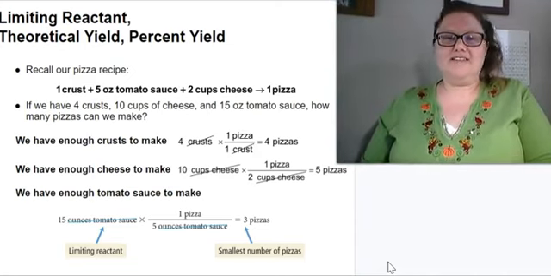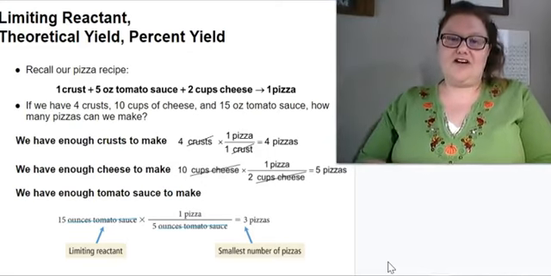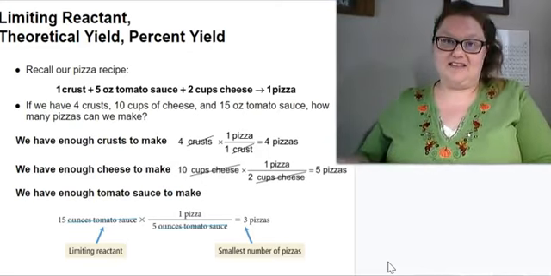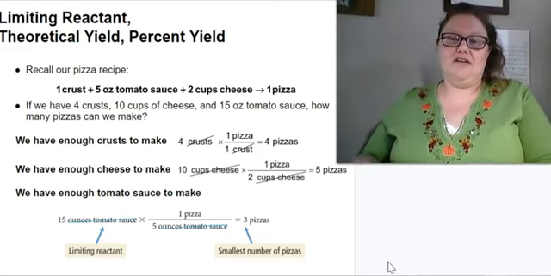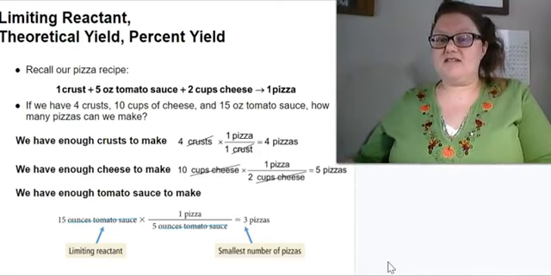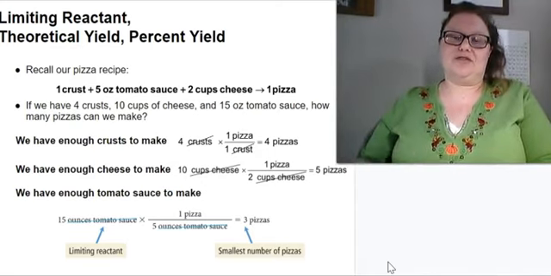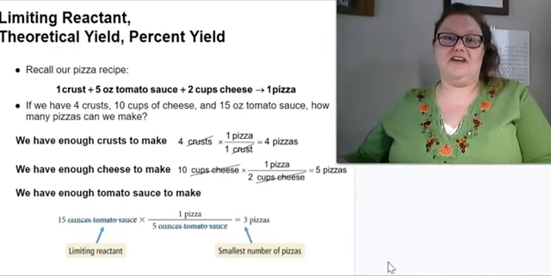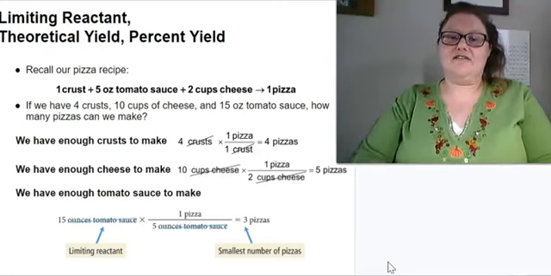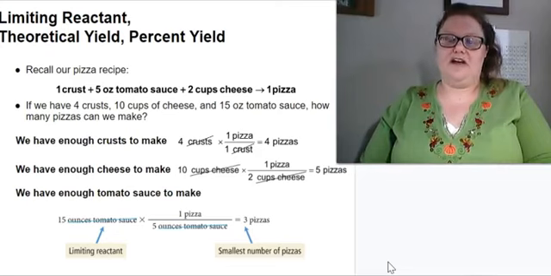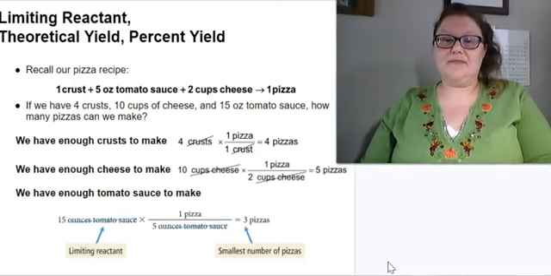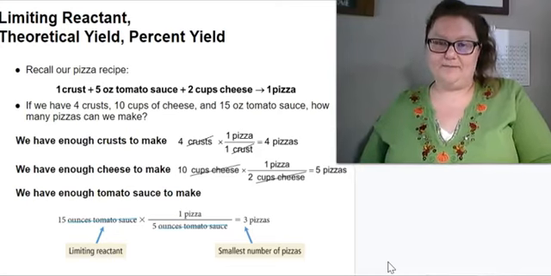So unlike the example we saw earlier, we're given starting amounts of several of the reactants here. So in order to figure out which one is going to make the most pizzas, we have to do 3 conversions, 1 for each of these reactants. So if we look at the crusts, we're given 4. For every 1, we make 1 pizza. So for the 4 crusts we have, we'll make 4 pizzas from that.